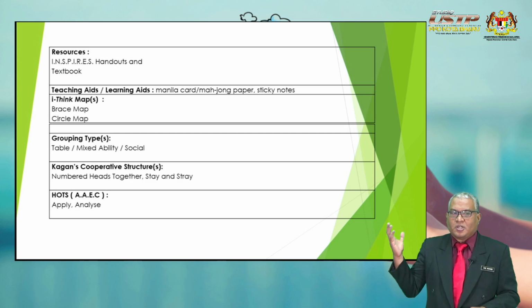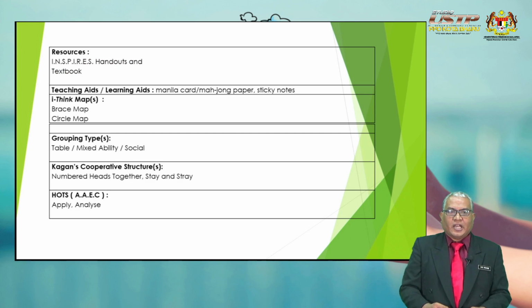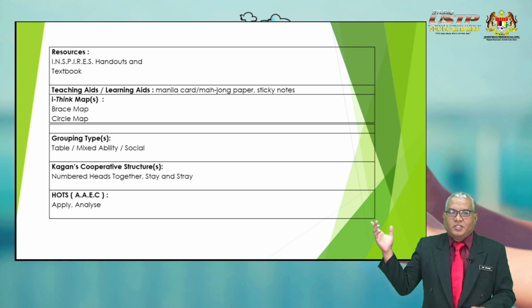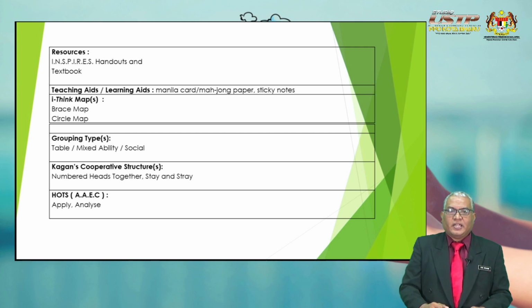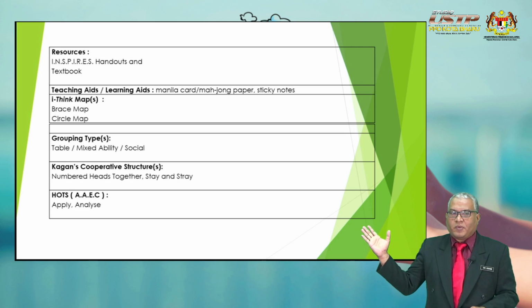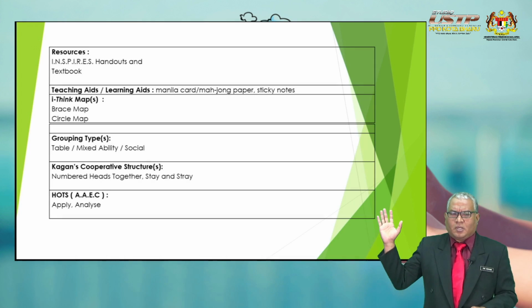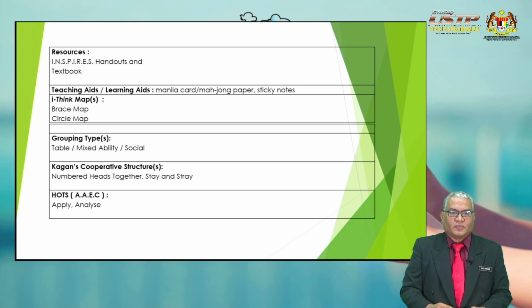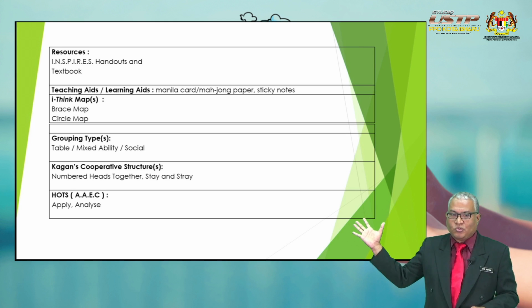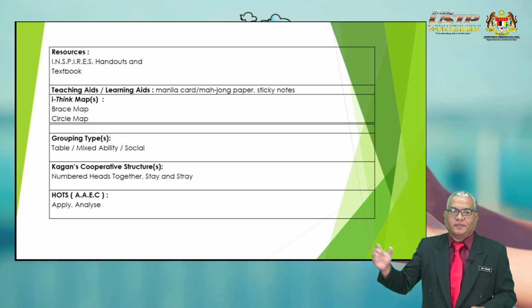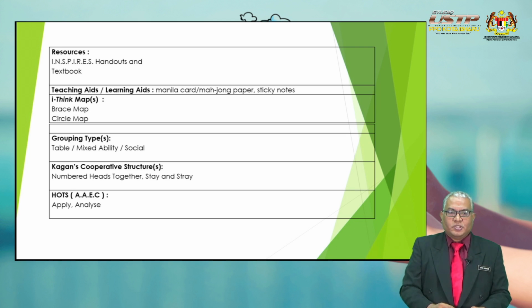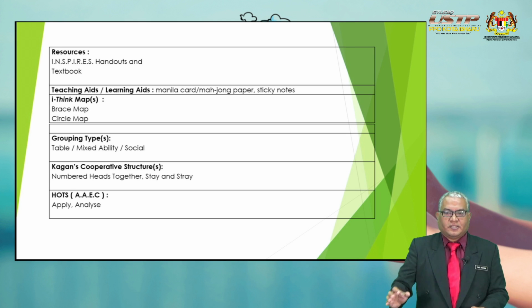Now here are the resources that we use: Inspire's handout and textbook. Teaching aids that we are going to use are manila cards, mahjong paper, and sticky notes. Thinking maps that we are going to use are brace map and circle maps. Grouping types: table, mixed ability, social. Kagan's cooperative structures that we use are numbered heads together, and stay and stray. HOTS that we use: apply and analyze.